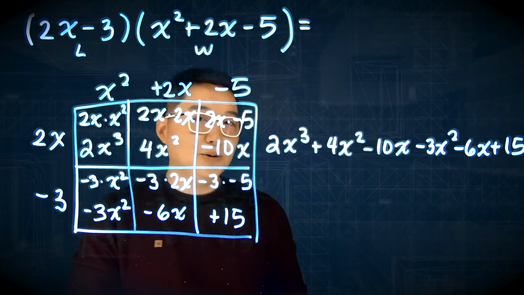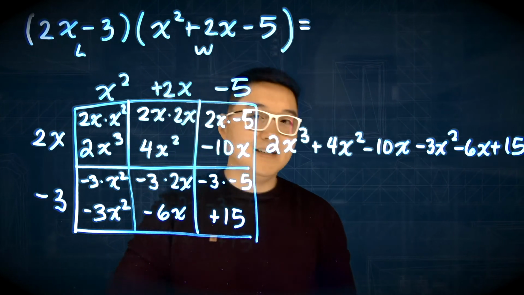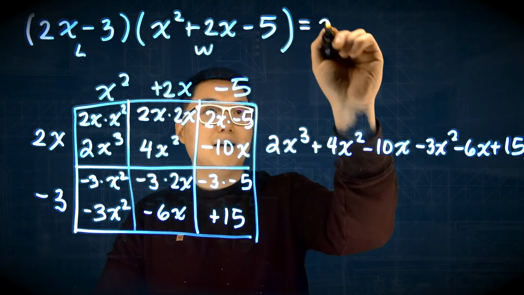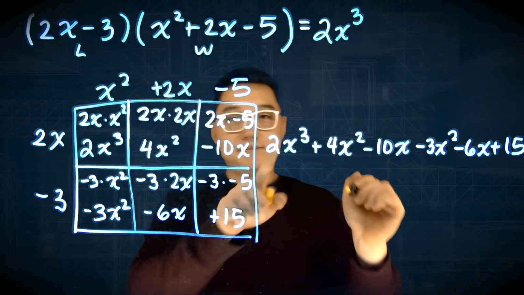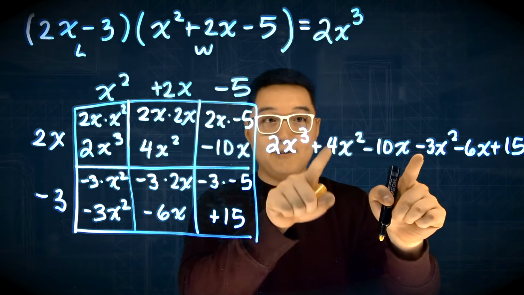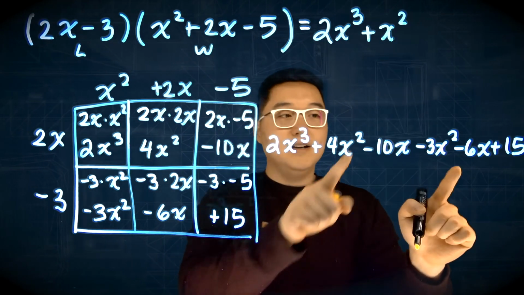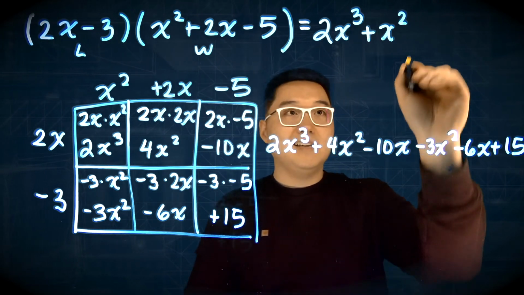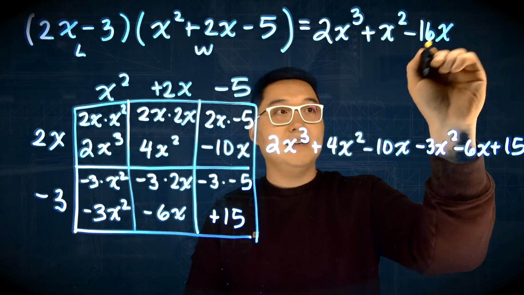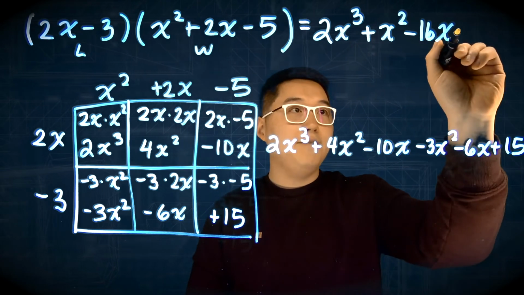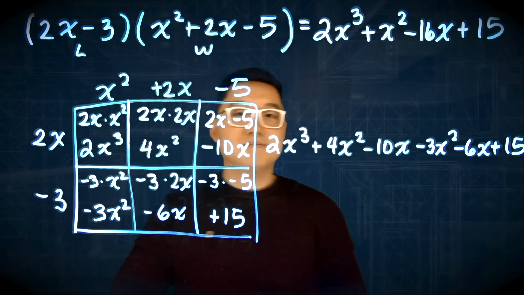So what's our grand total? What's our area written as a sum? 2x to the third power. Now these two combine: 4x squared minus 3x squared is just 1x squared. Now negative 10x minus 6x is negative 16x. And lastly, plus 15. And there you go.